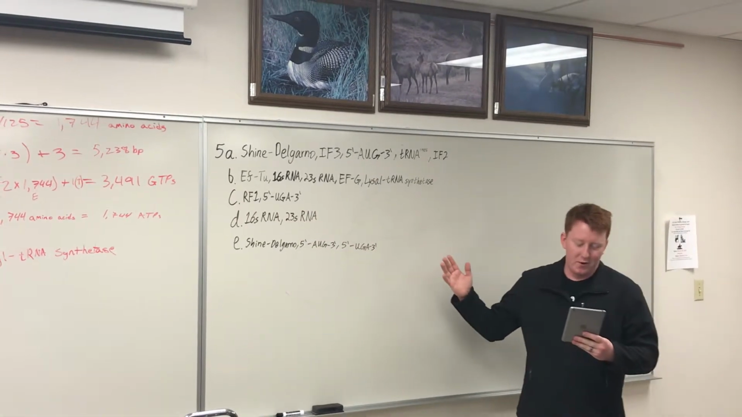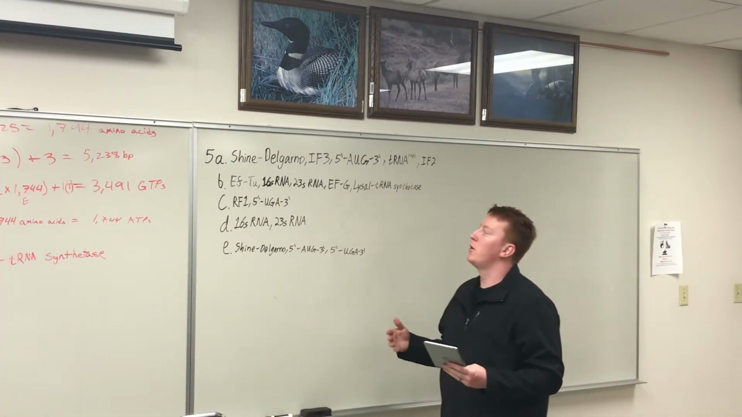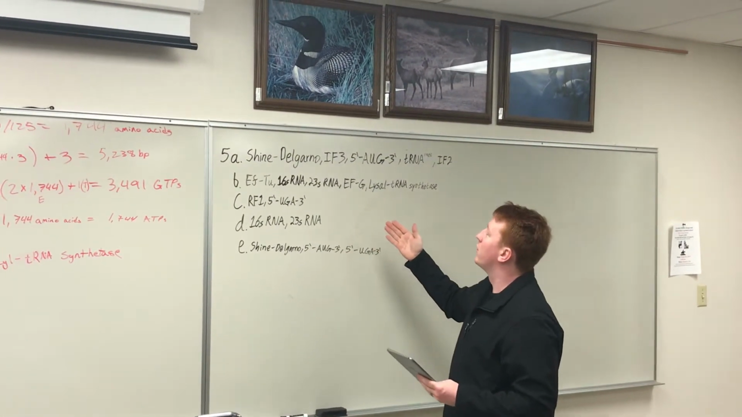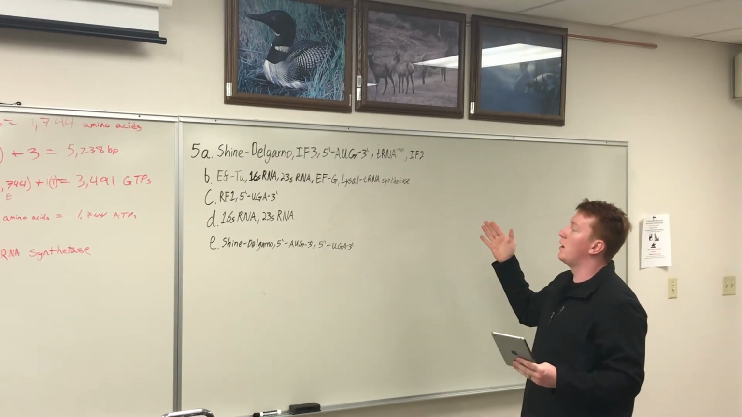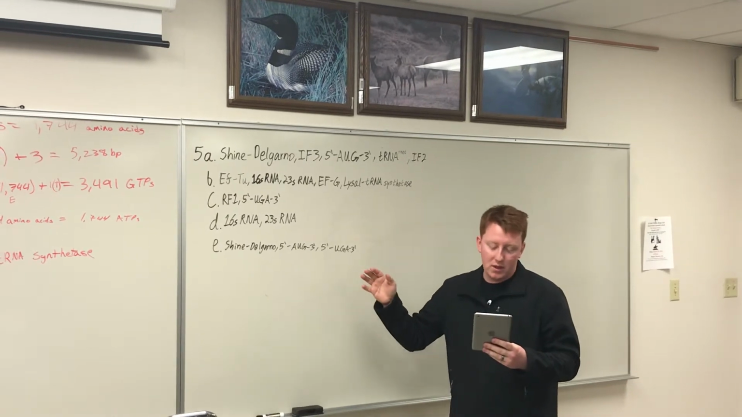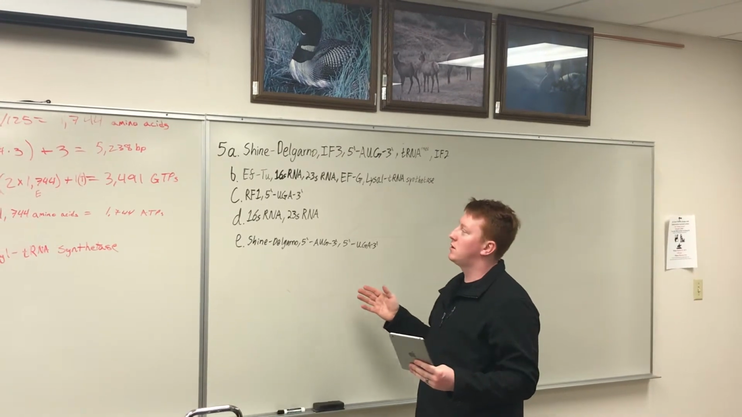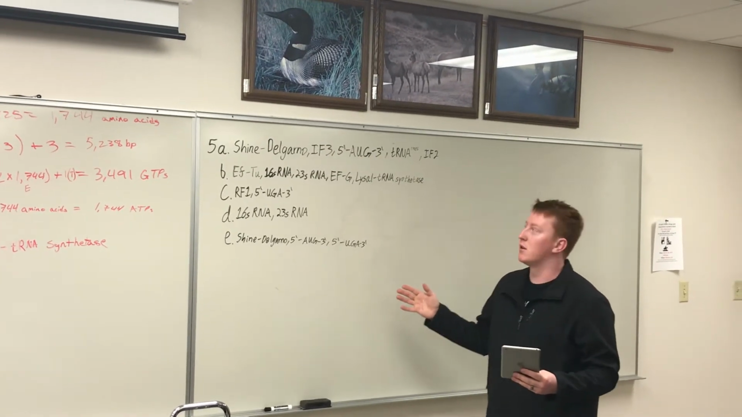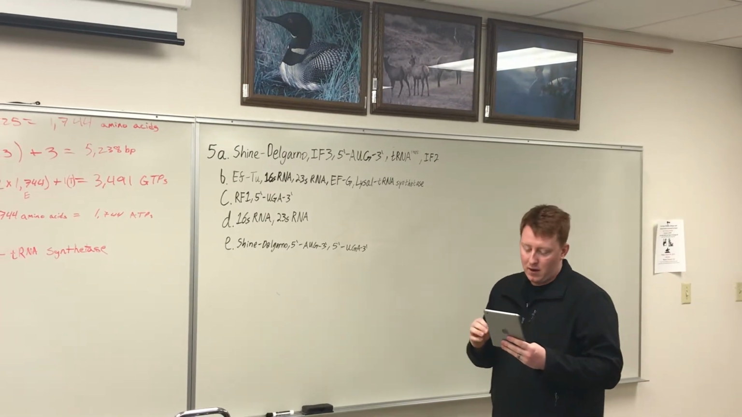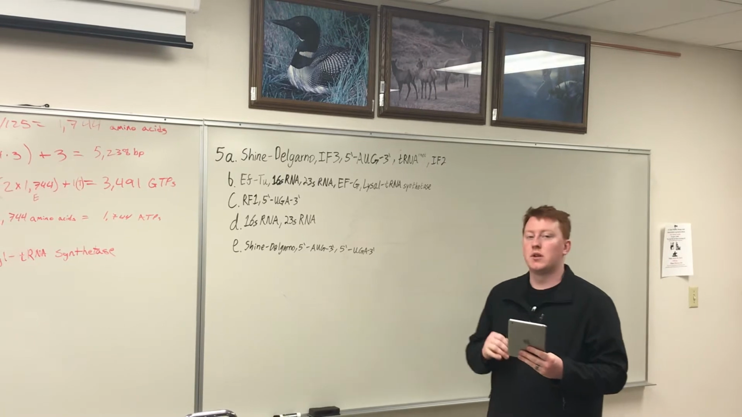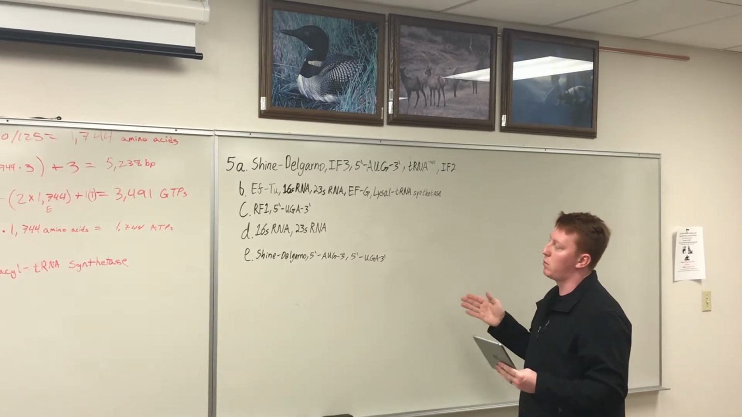So for number 5, part A, it says, which of the above is involved in translation initiation? What we came up with was the Shine-Dalgarno, IF3, 5' AUG 3', tRNA fMet, and IF2. For part B, it's asking about translation elongation. Our answers were EF2, 16S RNA, 23S RNA, EFG, lysyl tRNA synthetase. For part C, it's asking about translation termination. We got RF1 and 5' UGA 3'.